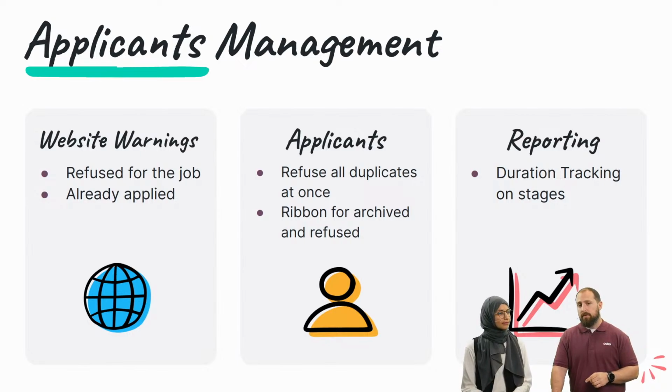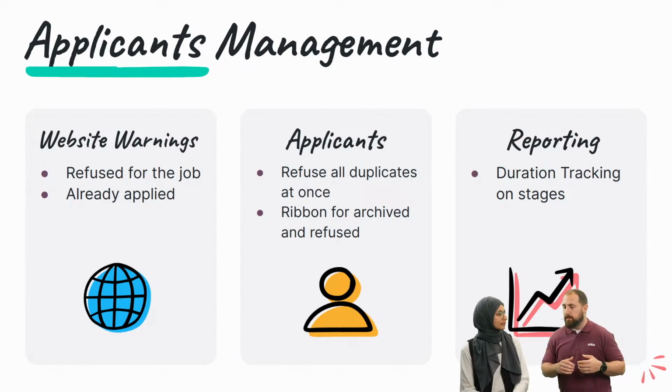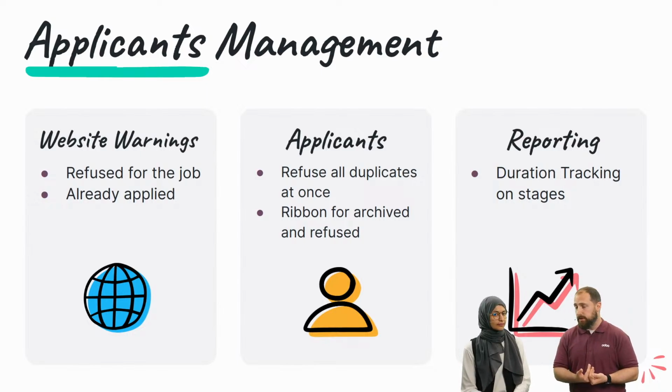And so for that, what we have done here is that we've added a few warnings on the website form so that when I apply to a job, I can see two different things. First of all, I will get a message telling me that I already applied to the same position. So it is based on the email address, my name, my phone number, but at least the system tells me. And second, it will also be able to tell me if I was already refused for this job.